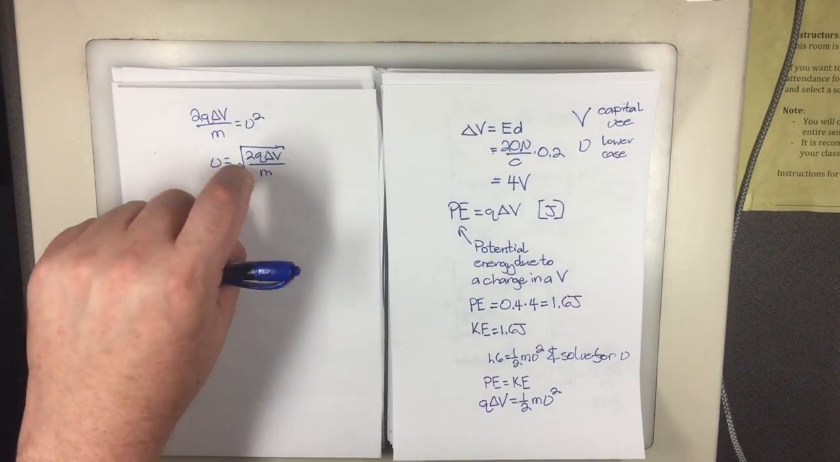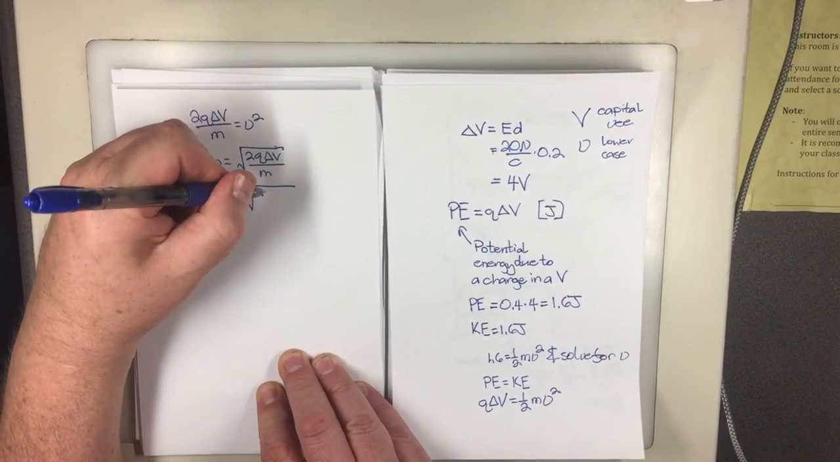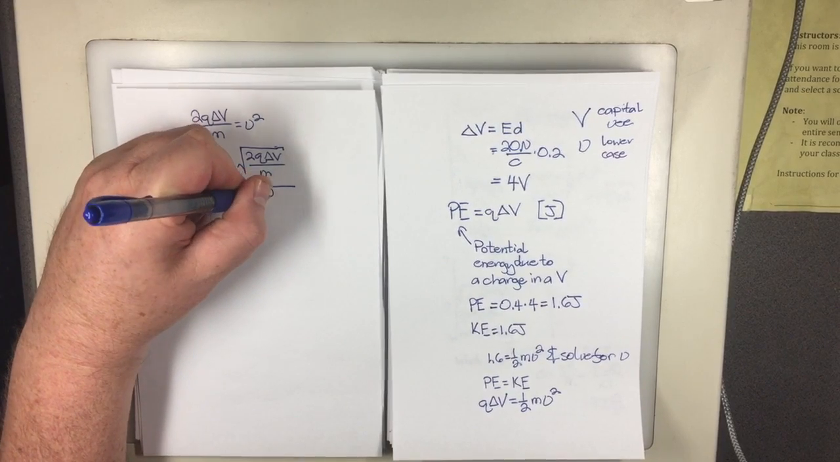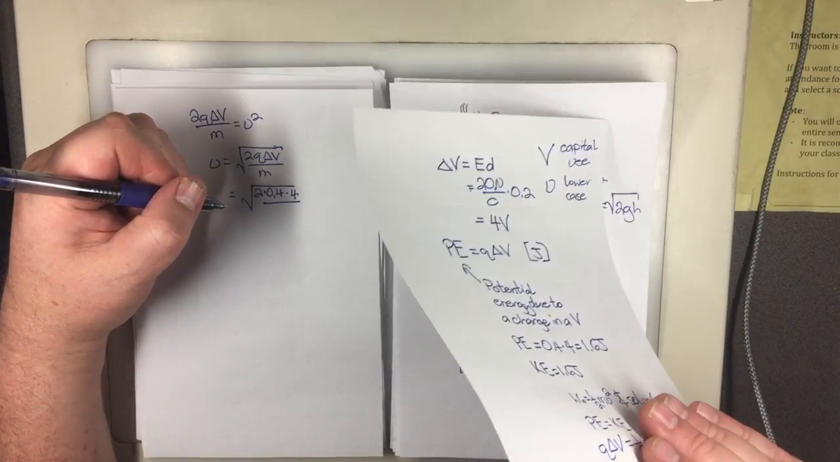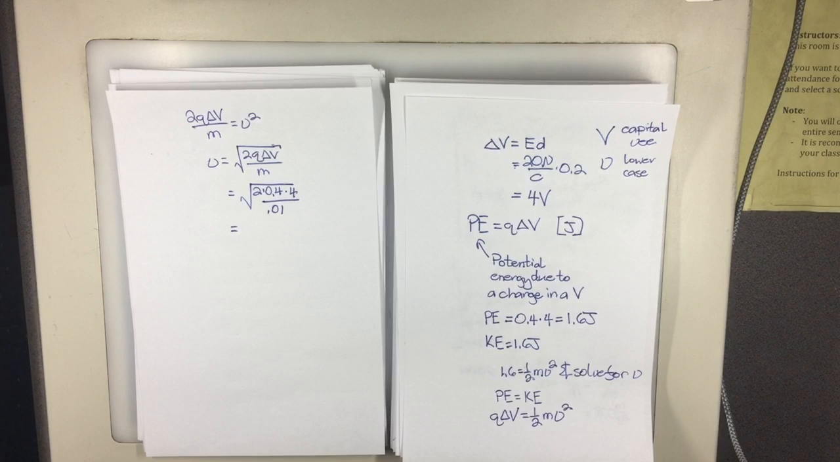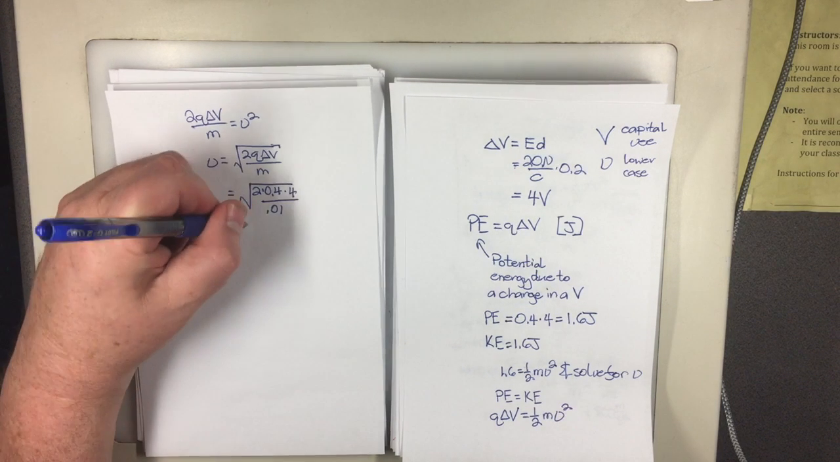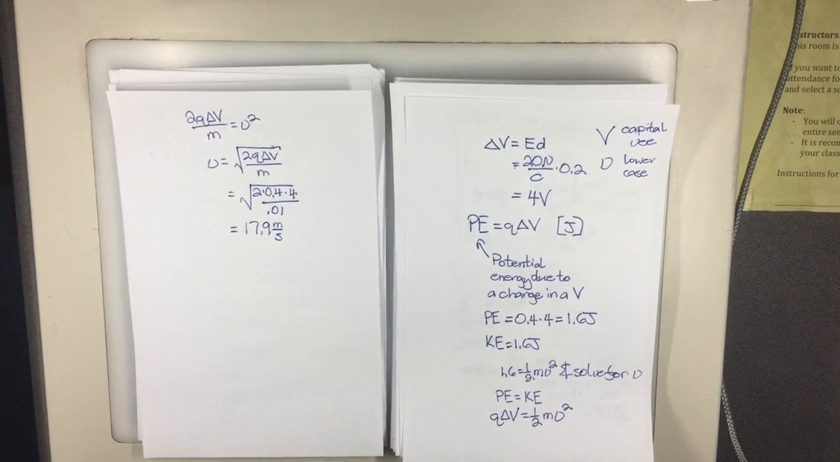Just letting you know. So we get this, and so we could plug in 0.4 times 4 over, what was the mass of this thing? 0.01. And the velocity is the square root of 320, and I get 17.9 meters per second.